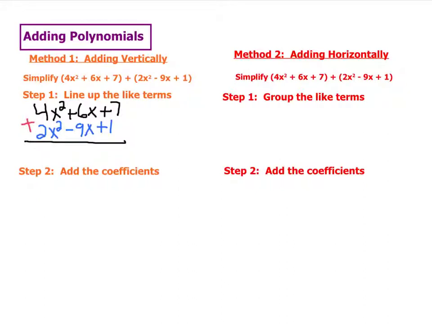So here we go. 4x squared plus 2x squared is 6x squared. 6x minus 9, or plus negative 9x is negative 3x, and 7 plus 1 is 8.